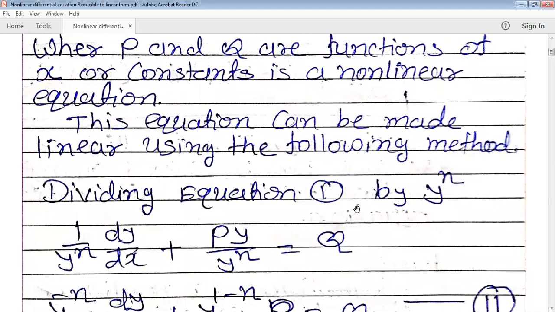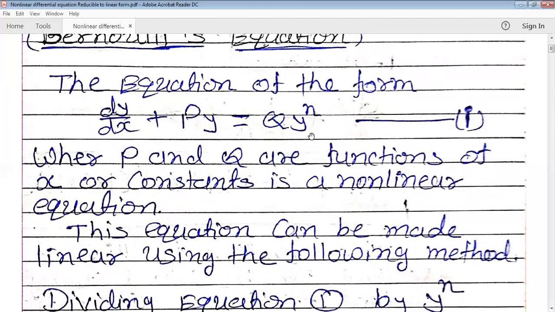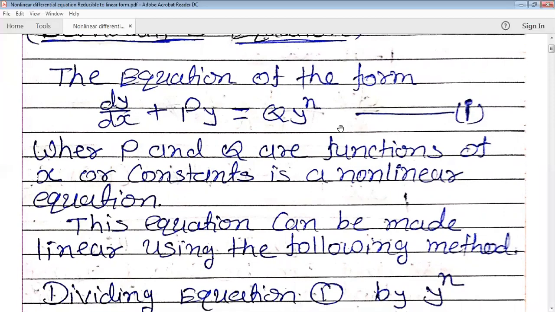First we divide our equation 1 by y raised to n. Friends, whatever function of y is given on the right hand side, we divide the whole equation by that. So first we divide equation 1 by y raised to n.